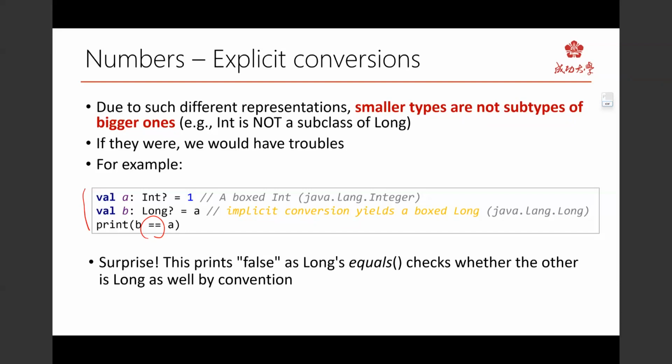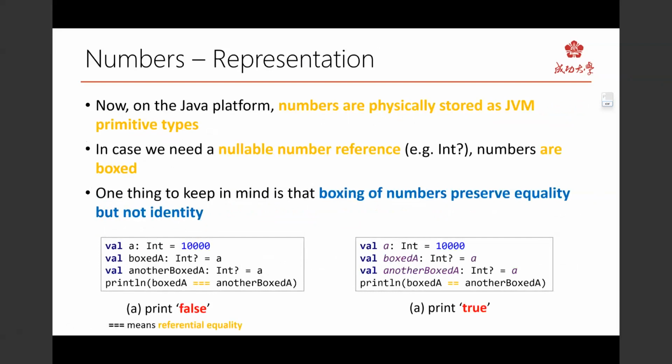So that's why the result of comparing A and B using the double equation operator is going to be false, okay? Which is counterintuitive. So that's why, if implicit widening conversion is allowed in Kotlin and you have code like this, it's going to cause unexpected bugs in your code. Okay, now, let's go back to this slide for a while.